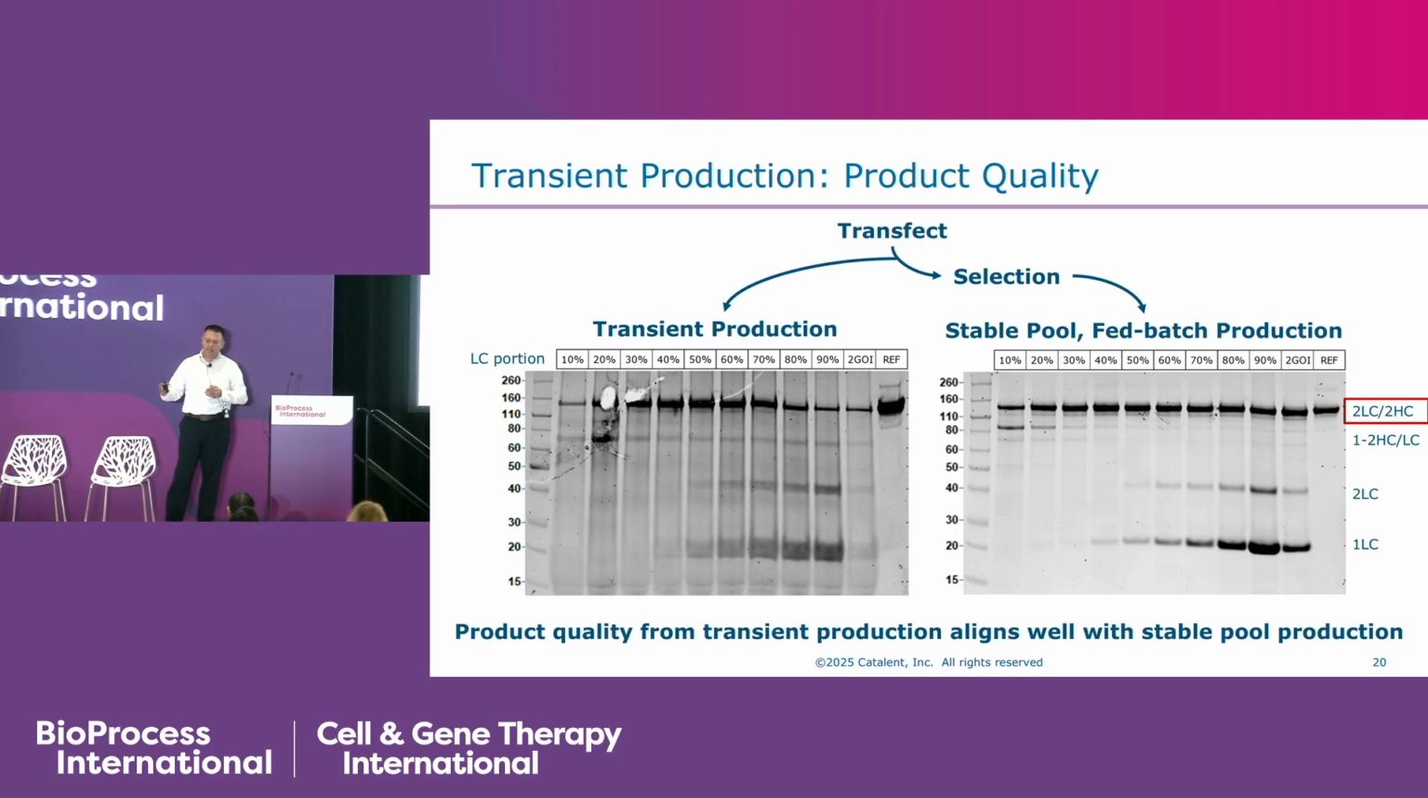So on the right-hand side is the stable pools. After the pools are selected, put through normal generic fed batch, you see the same pattern we saw before, where on the left-hand side you have too much heavy, right-hand side you have too much light. So we were really happy with the alignment that we saw there.